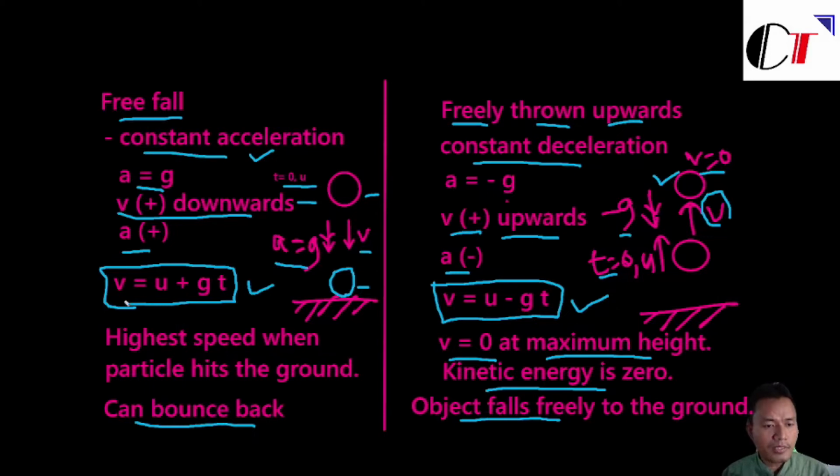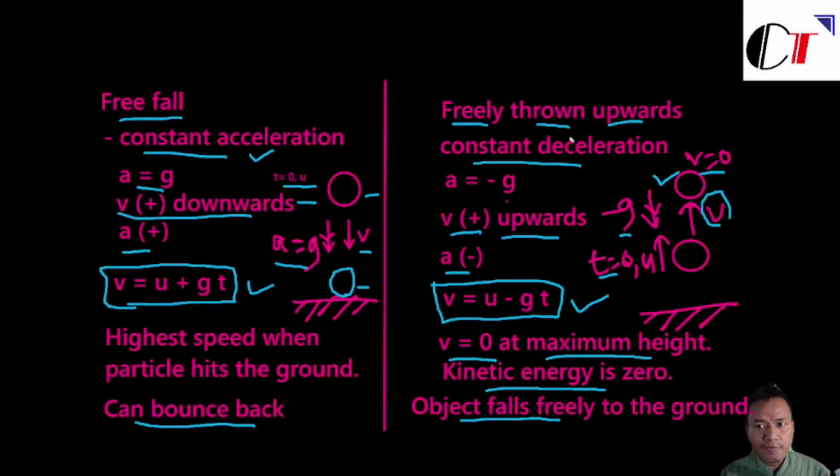For this reason, the speed will be v equals u plus gt. That is just the formula for finding speed in constant acceleration, where you substitute g in place of a. One thing you should note is that the object will have a higher speed when it hits the ground, for the simple reason that it has traveled the longest distance and for the longest time. Depending on the elastic property between the ground and the object, it can in fact bounce back, but that is not the scope of this video. We will do it when we study impulse and collision.